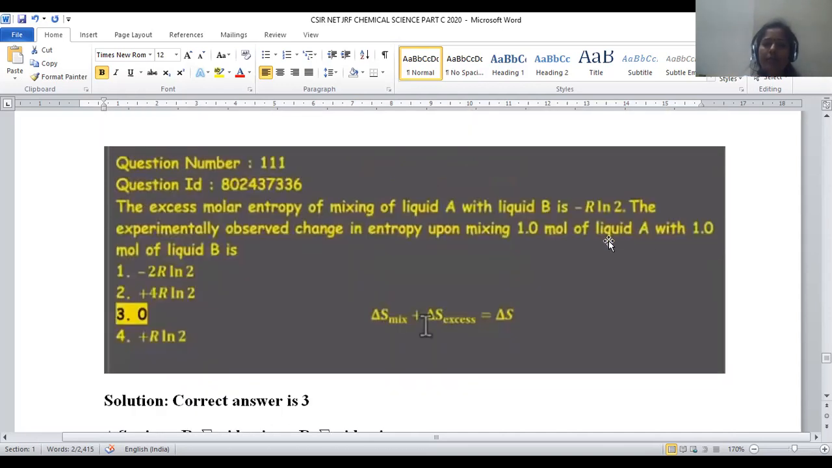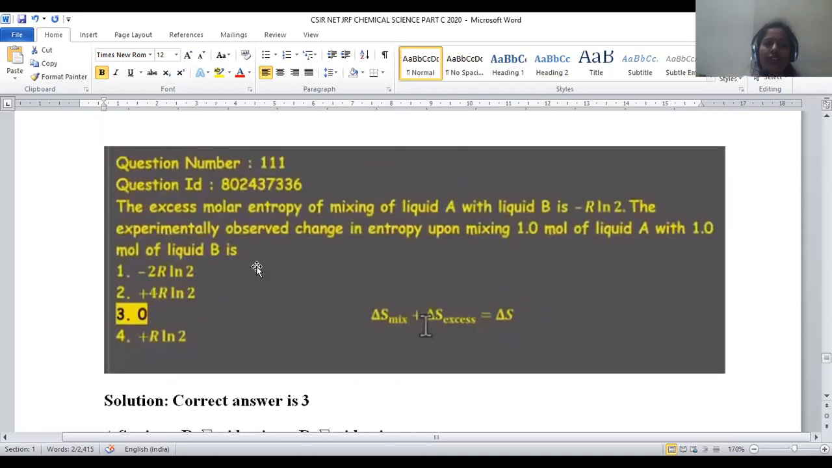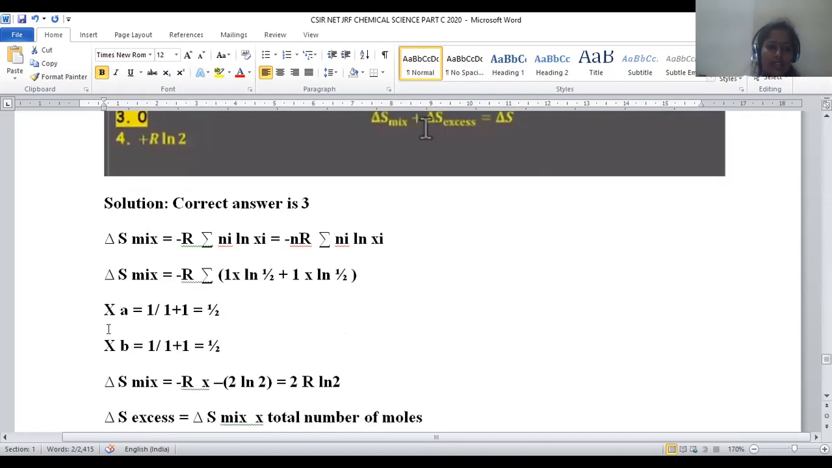Plus the second molecule B is also provided with 1 mole, so 1 into ln 1 by 2. So for mixing of A and B, the fractions are 1 by 2 and 1 by 2. How can we calculate XA? Number of moles of A by number of moles of A plus B, so that will become 1 by 1 plus 1, which is 1 by 2.